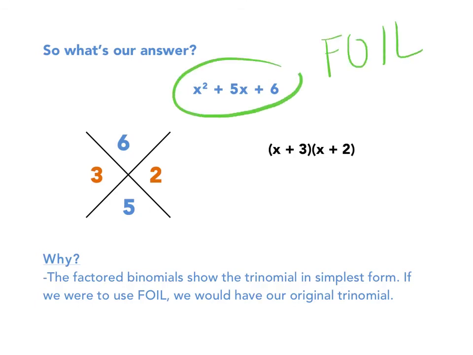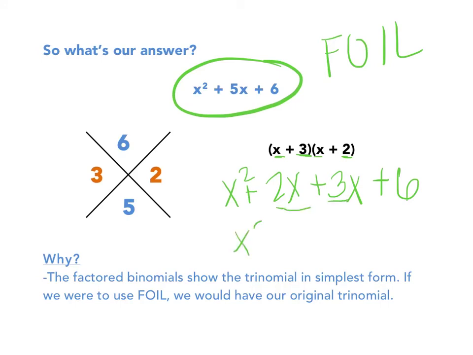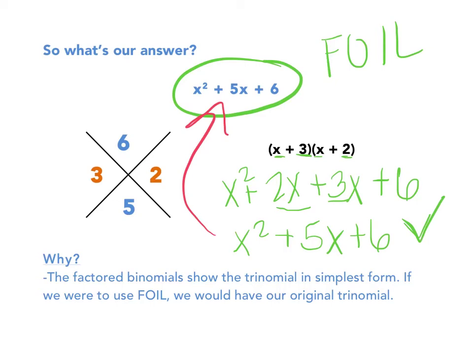And when I FOIL, I should get this as my answer. So I have first, x times x is x squared. My outside terms, x and 2, that'll be positive 2x. I'm going to multiply my inside terms now, 3 and x, for a positive 3x. And then my last terms, my 3 and my 2, for a positive 6. And when I combine like terms, I'm left with x squared plus 5x plus 6. And I have a match right here, my original trinomial. So I know I did it right. I know this checks out.